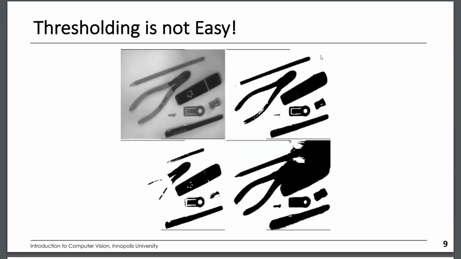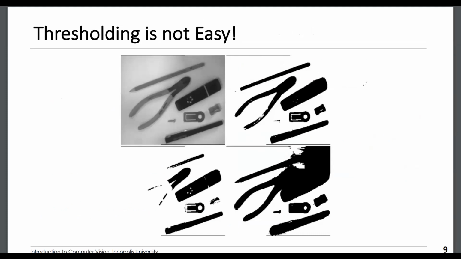Here, we are going to see that thresholding is in fact not a very simple task. For example, let's say this case is a threshold of 150. You can see it's working well. If we chose a threshold of 100, it wouldn't work very well, right? So it's only taking the darkest pixels.